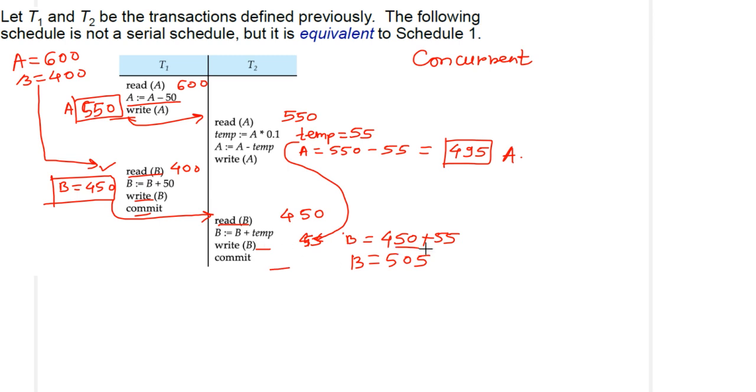Why this 450 plus 55? This instruction is B is equal to B plus temp. This is the B value and this is the temp value. So B is write commit. So the final value of B is 505.